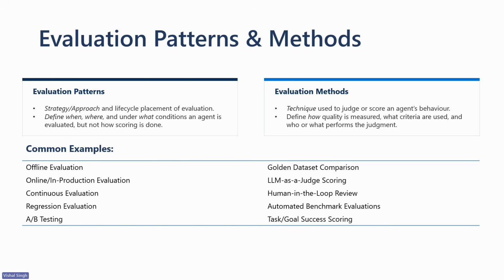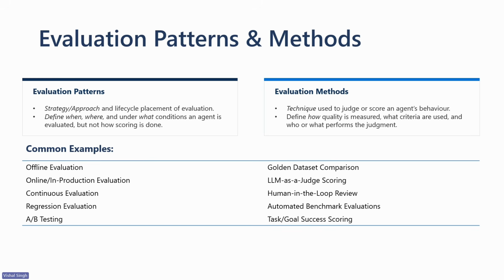What are the associated methods that one can look into? These would be the techniques that one utilizes in order to evaluate those respective agents. Golden dataset comparison: a golden dataset is your set of data that includes the ground truth responses. That helps us ensure that your agent's response is validated appropriately against your expected response. Then task goal success scoring, to score whether your intended task is being met in the right way or not.